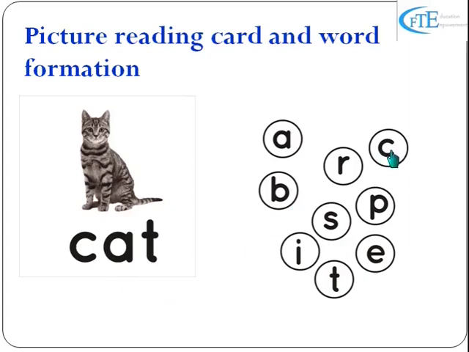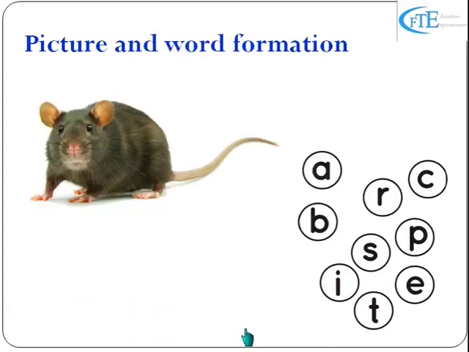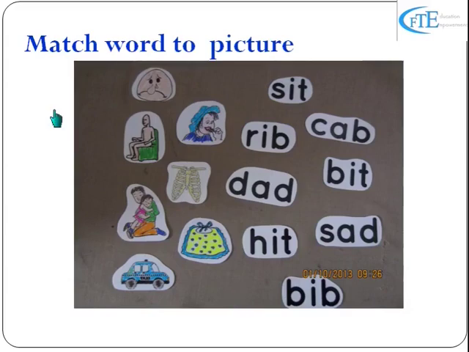So the child has to take k, put it here, a, and then t, and then read the word. Give a child pictures like this, and again, this time the child forms the word without any guide. You could have pictures and words and then get the child to match them. Again, a very enjoyable activity for the child.